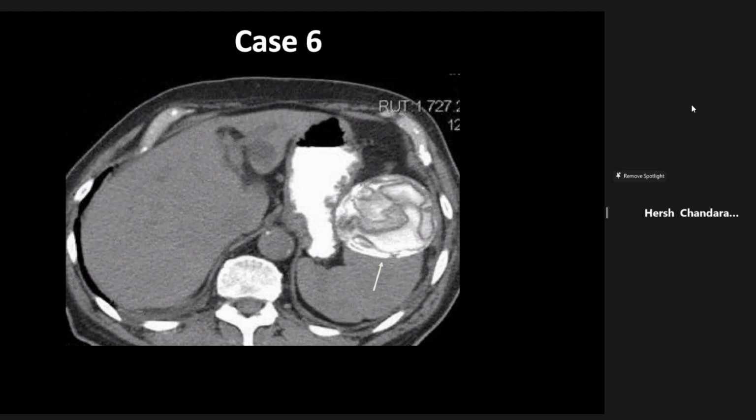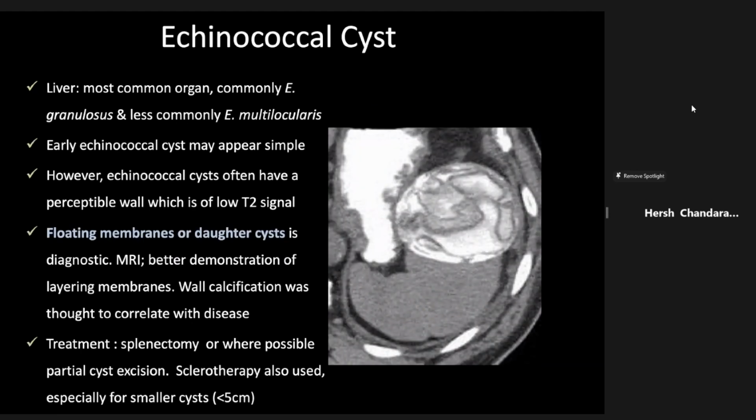What about that? Whenever you see that in the spleen or in the liver, this is a calcified lesion, which is characterized by what's called the water lily sign or floating membranes. This is characteristic for hydatid cyst. Okay, so why am I putting this? Whenever you see daughter cysts, as I said, and or floating membranes, then you characterize hydatid cyst.